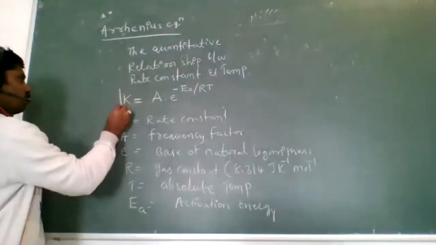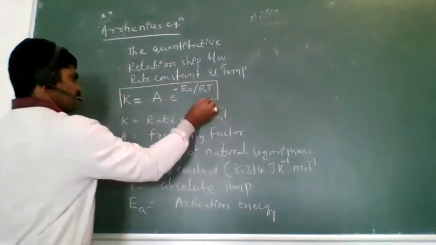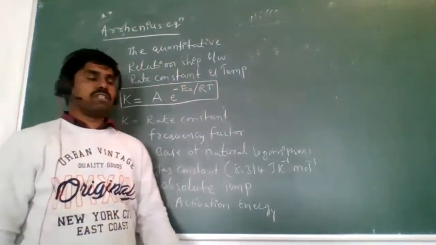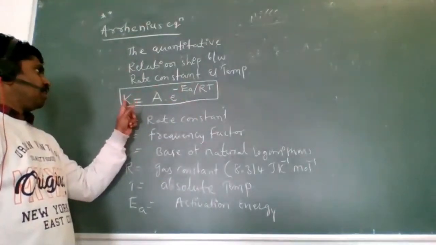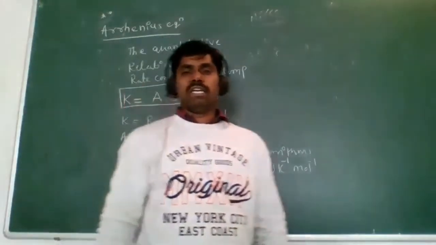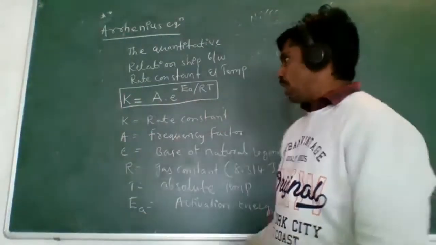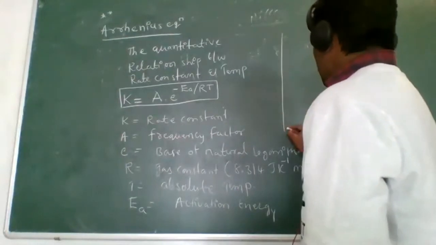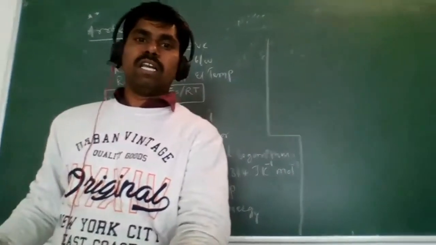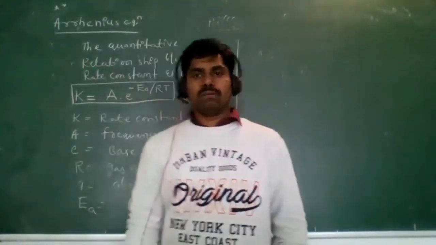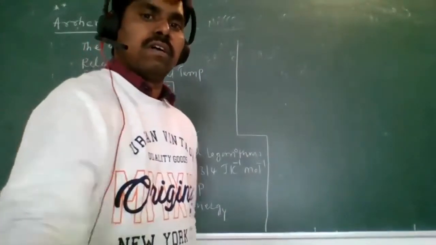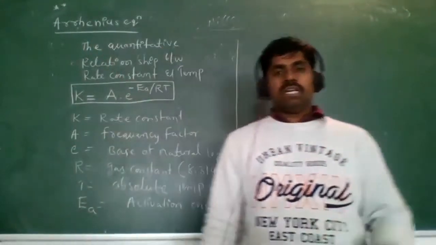So this is the notation of this Arrhenius equation. Okay, what is the Arrhenius equation? The relationship between the rate constant and temperature, that is the Arrhenius equation. So I am going to write the Arrhenius equation in logarithm form. How can we write that? Look here.